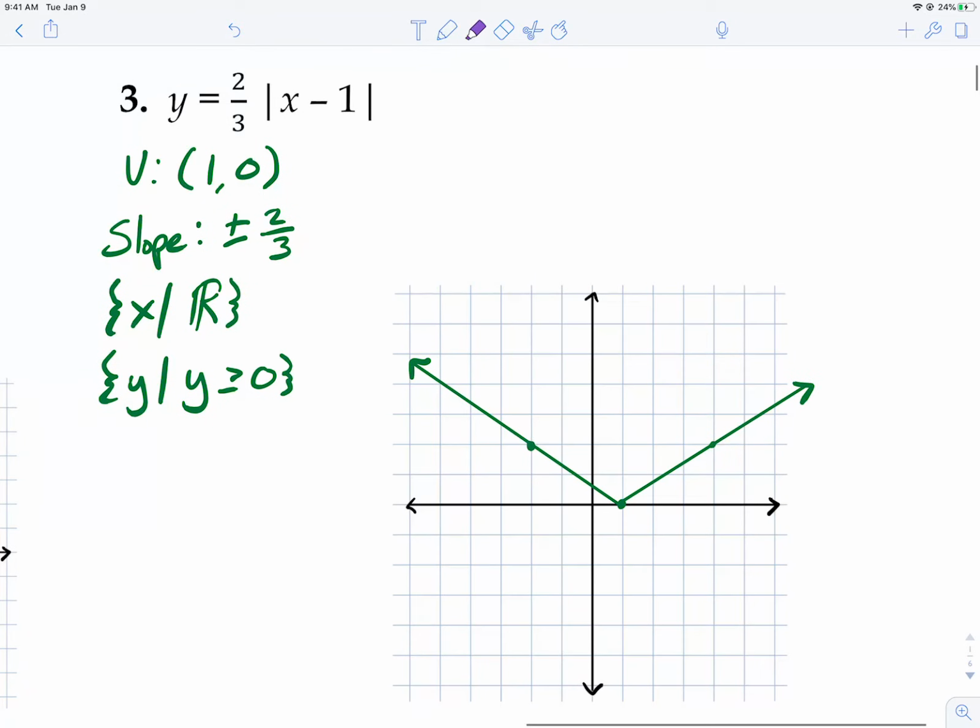For problem number 3, the vertex is +1, because it's the opposite of -1, comma 0. There's no number being added there, therefore it's a 0. The slope is positive and negative 2/3, the number that's in front of our absolute value. The domain is all real numbers, and the range is y is greater than or equal to 0. So 0 is the very bottom of our y's, and it's everything above, and that is a minimum.